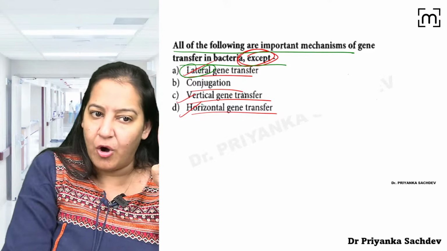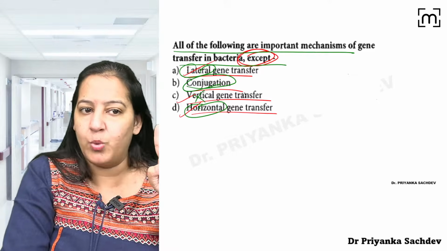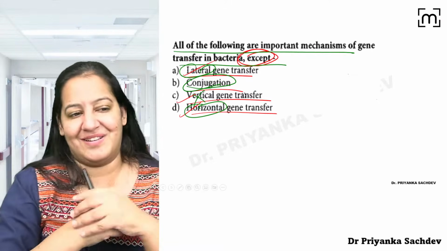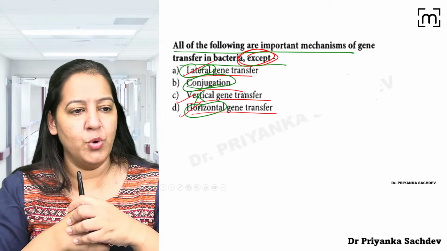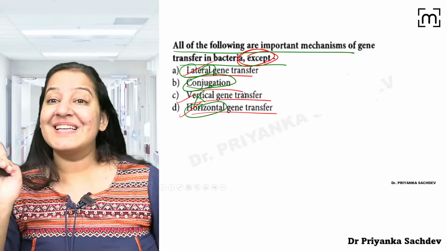So lateral and horizontal are the same, right? And conjugation is one of them, but not vertical. Vertical means next generation. So give me a thumbs up. Now all those who were wrong, kindly give me a thumbs up. You got it? So the correct answer is C.